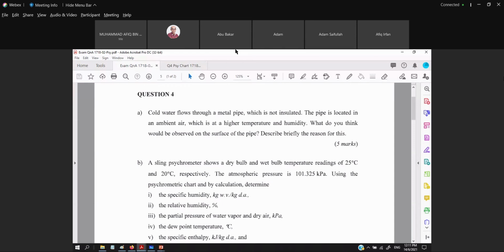Tak ada orang ni. Ada orang, tak ada orang.